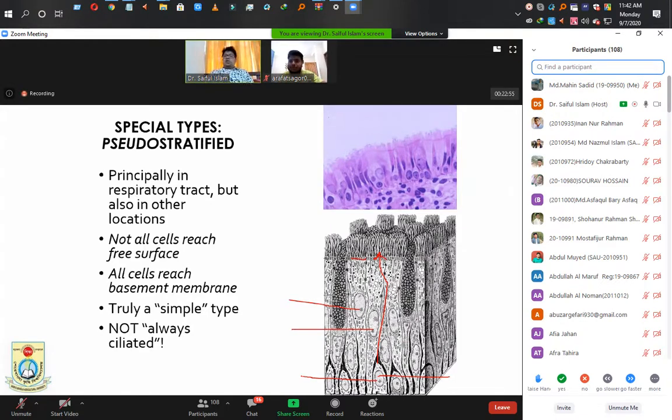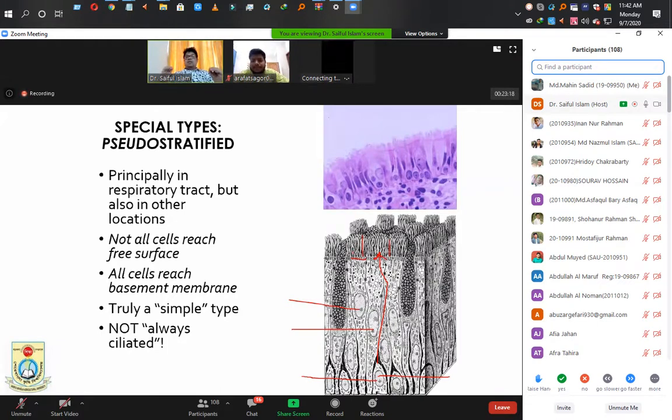And pseudo-stratified epithelium always has some cilia. You know what cilia are? The cell membrane or plasma membrane is modified and forms some hair-like structures for movement. That is called cilia. So generally, the pseudo-stratified epithelium is always ciliated.